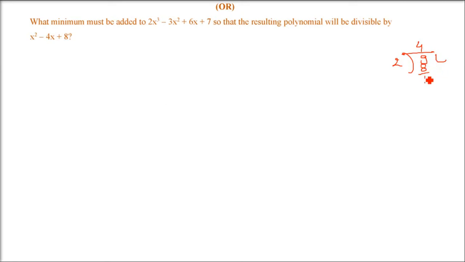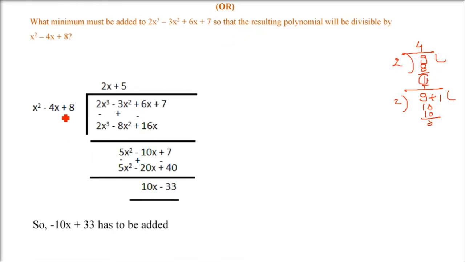Now if you add this 9 with 1, what are you going to get? This is 10 now. 2 5s are 10, so it divides. So the remainder is what you have to add to the polynomial which is given. So this is how we are going to go: x square minus 4x plus 8.